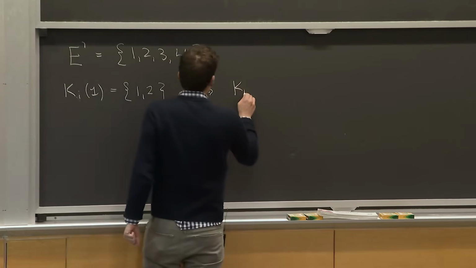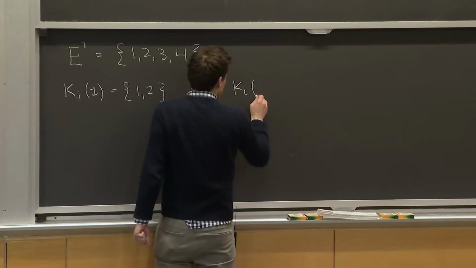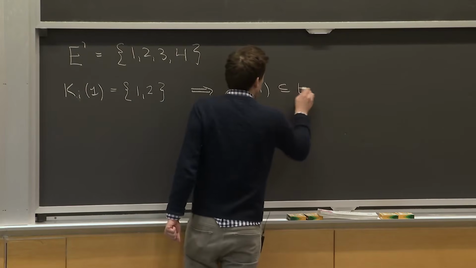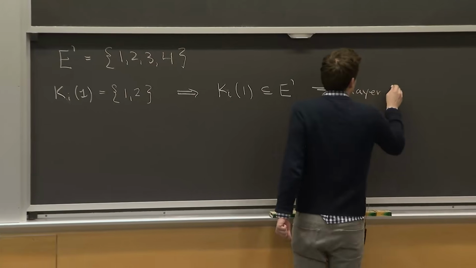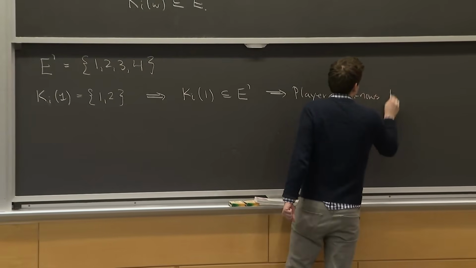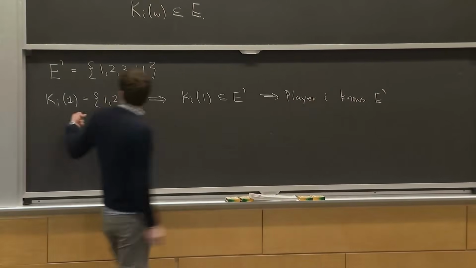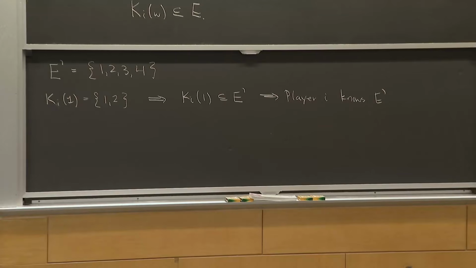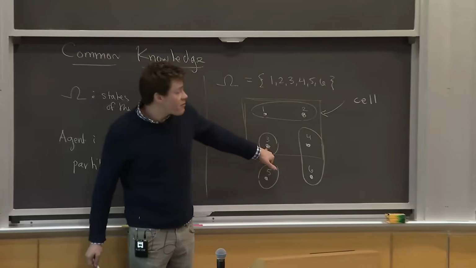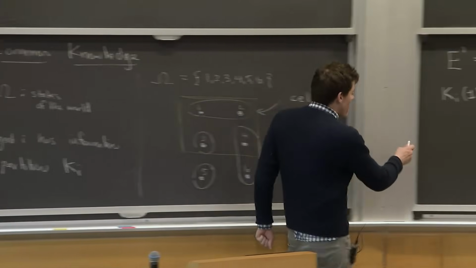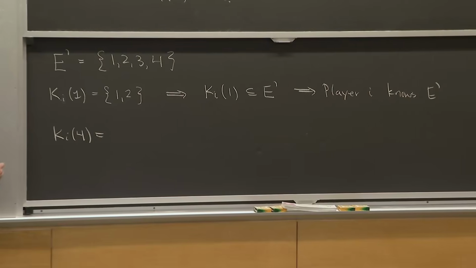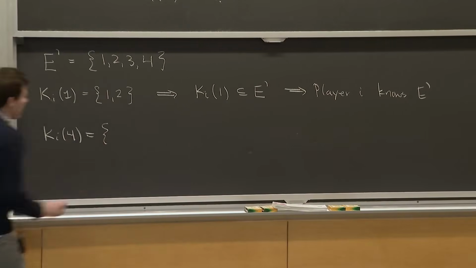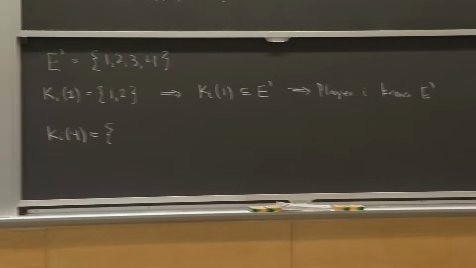So we have Ki of 1 is a subset of E prime, which means player I knows E prime in this state 1. And we could reason analogously about state 2, and we could reason analogously about state 3. Now let's worry about state 4. I think that's maybe a tricky case. So in state 4, the cell of the partition for player I is the cell {4, 6}.